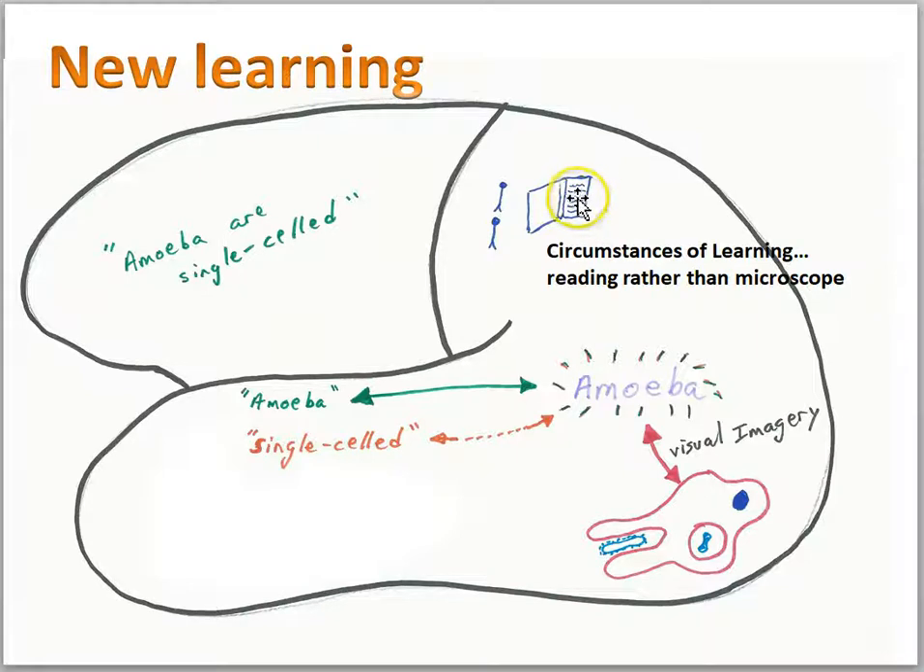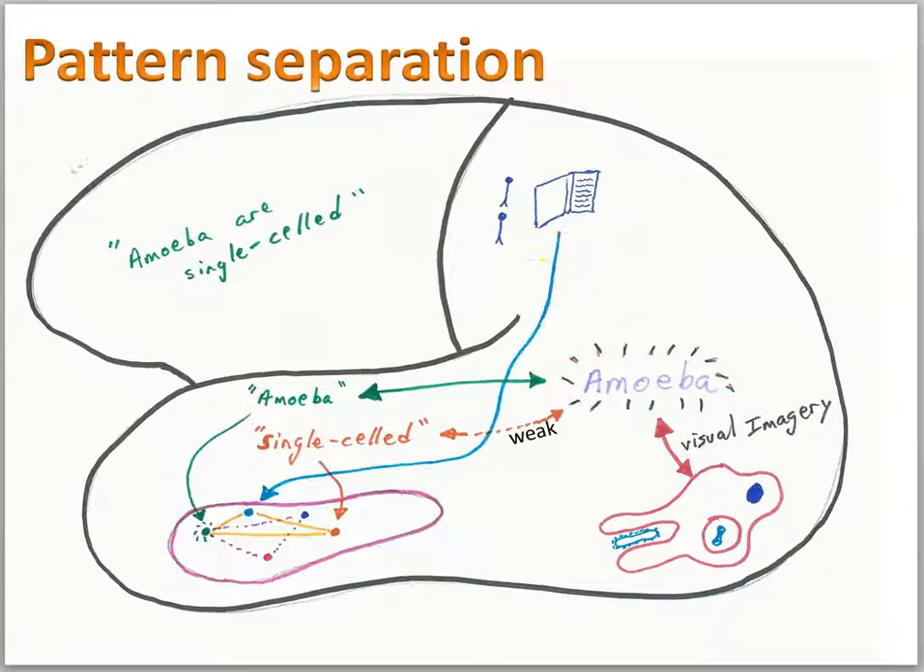Okay, so now we're going to ask the question, how can this new information be installed in semantic memory? How can it be connected up with previously learned information? So the idea is that, remember, the hippocampus is good at pattern separation. In this new learning experience, if it's a different event, we've got different hippocampal cells that are making a memory trace of the new information that we're learning from the book. And that information is about being single-celled.